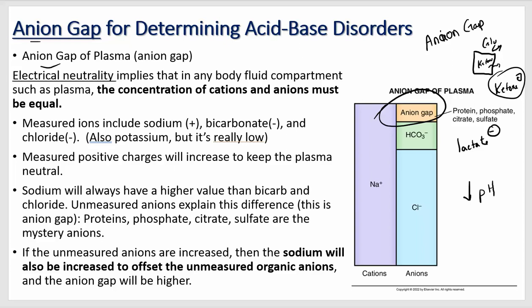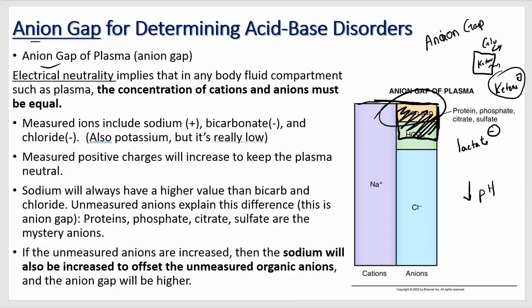So let's see some examples listed here. Proteins, phosphates, citrate, sulfate are some of the mystery anions. So if the unmeasured anions are increased, then sodium will also be increased to offset them, and the anion gap will be higher. So we're always going to keep this at the same level. It's just what proportion of this is the gap. Okay, and so if our anion gap is increased.